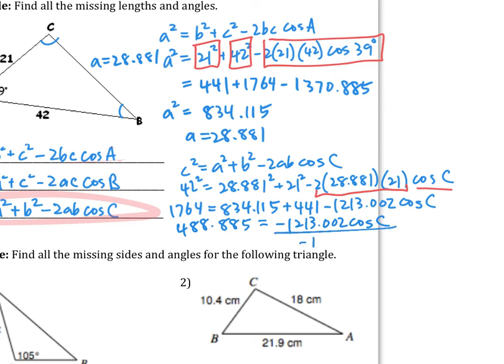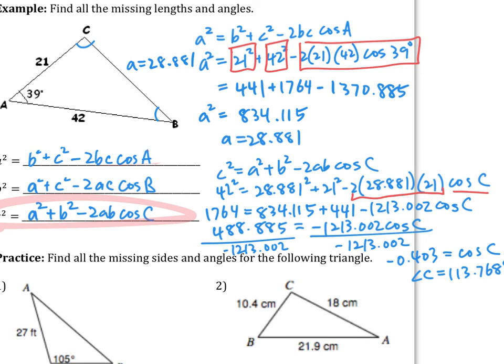So we need to divide by 1213.002 on both sides. Take that number, divide by negative 1213.002. This is going to give me negative 0.403, which is equal to cosine C. And now you know the drill, inverse cosine. So angle C is equal to 113.768. So it is over 90 degrees. And if we were to use law of sines, we would not have been able to find that number. So this is 113.768. And you know how to find angle B, so I'm going to just skip that.